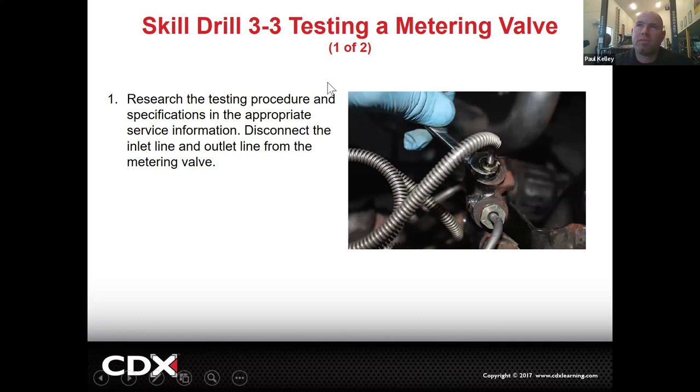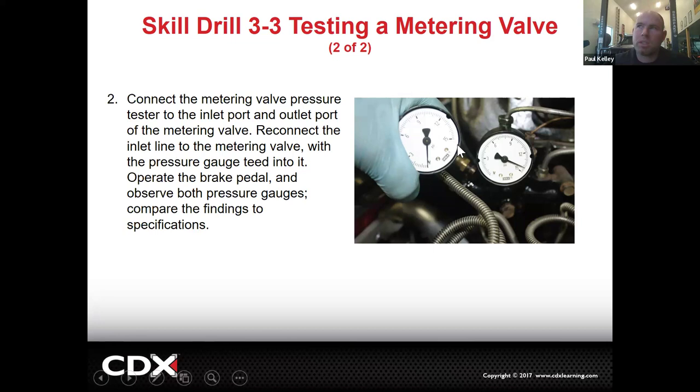So it's talking about disconnecting the inlet line, connecting gauges, stepping on the pedal, and you should be able to put a gauge before the valve and a gauge after the valve. When you step on the pedal, the gauge before the valve should spike, and the gauge after the valve should have a slight delay and then increase. That's to tell you that the metering valve is delaying the application. So you can see you'd need actually two gauges, and luckily we don't really do metering valves anymore. So good job, and that's kind of nice.